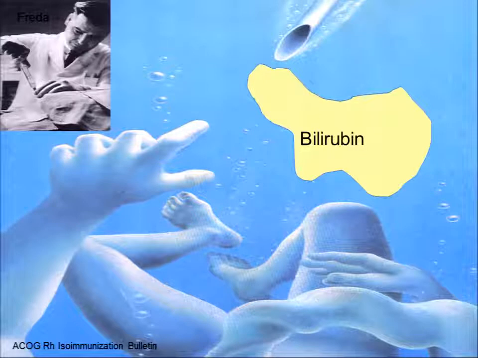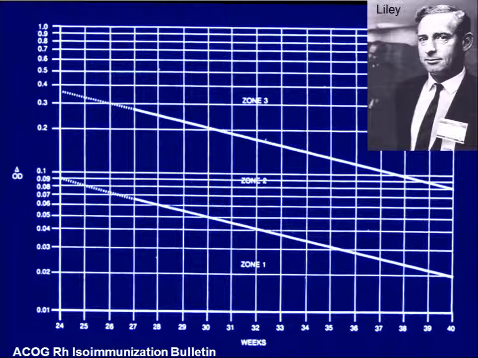This is Freda again doing an amniocentesis many years ago to check for bilirubin in the amniotic fluid. That's an indirect marker of fetal hemolysis. So we would do serial amniocentesis to do delta OD 450. This is Liley's curve. This is Liley himself, and he created this curve. And basically there were 3 zones.